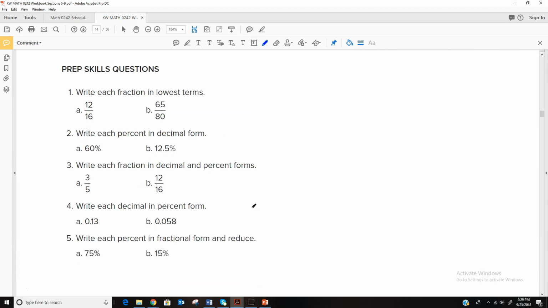So here's our prep skills questions for Section 7. It asks to write these both in lowest terms, so we'll start with the 12/16. The first thing I see that goes into those is a 4. I think it's the biggest, but I'll double check what I've done. So 12 divided by 4 is 3. 16 divided by 4 is 4, and that's definitely reduced because there's nothing that 3 and 4 have in common. In fact, 3 is prime, so I definitely wouldn't be able to do anything to reduce that fraction down anymore. But 12/16 is better written in reduced form of 3/4 in most situations.